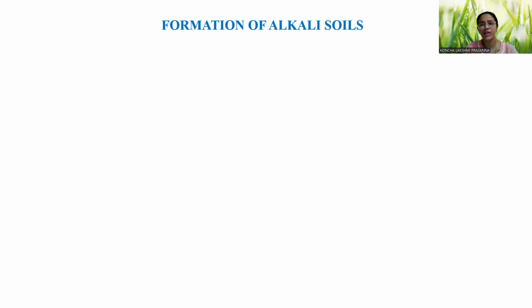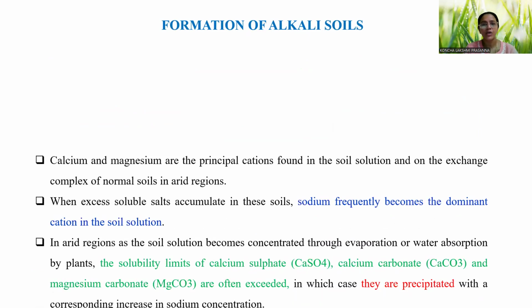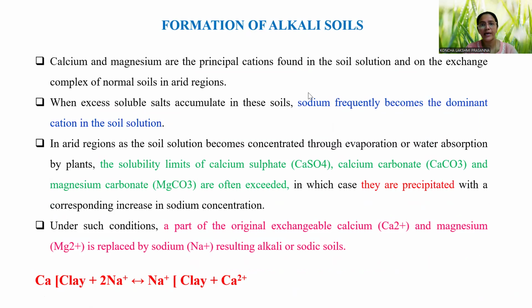Next, formation of alkali soils. Alkali soils are generally formed in arid and semi-arid conditions. Almost all the salt-affected soils, that is the saline soils, alkali soils, acid sulfate soils, calcareous soils and acid soils, are generally formed in arid and semi-arid conditions. In the formation of alkali soils, calcium and magnesium are the principal cations present in the soil solution and on the exchange complex of normal soils in the arid region.